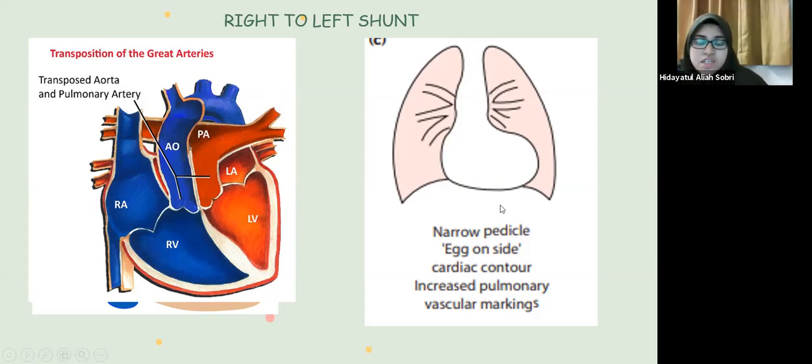So these are the features of the chest X-ray for transposition of the great arteries, which is a narrow pedicle, egg on side cardiac apex. This is the egg shape, and then increased pulmonary vascular markings.